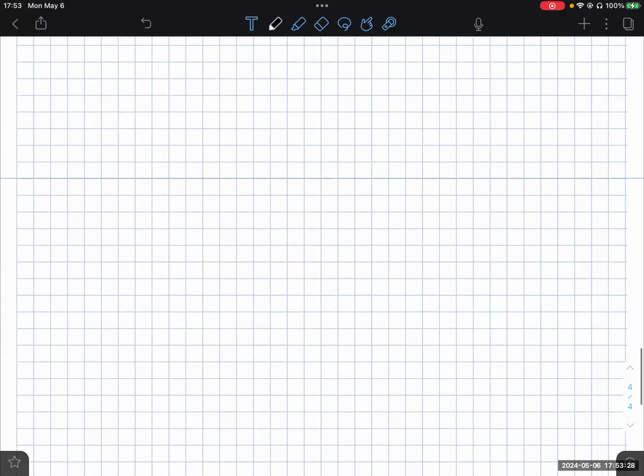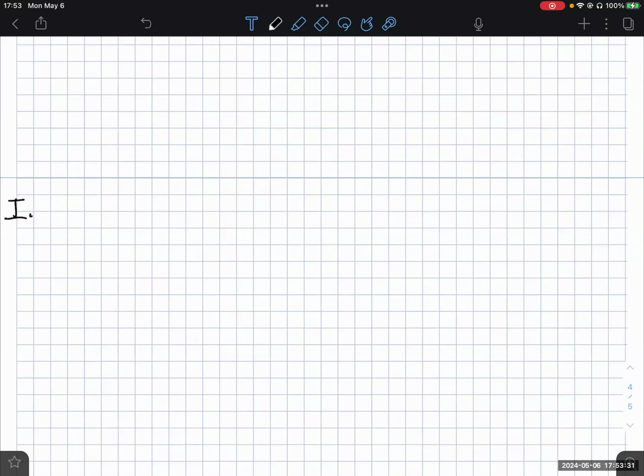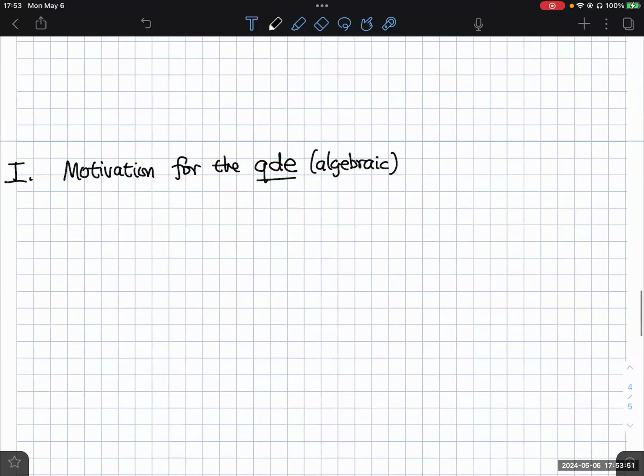So our next page: at first I want to introduce some motivation for the quantum difference equation, but this is the algebraic one. The motivation comes from the theoretic capping operators. So let me briefly introduce what the capping operators are.